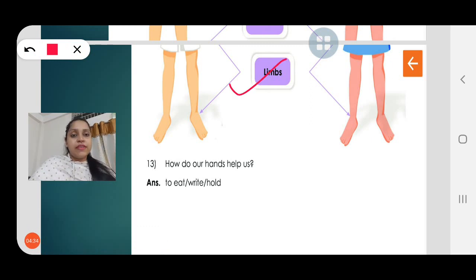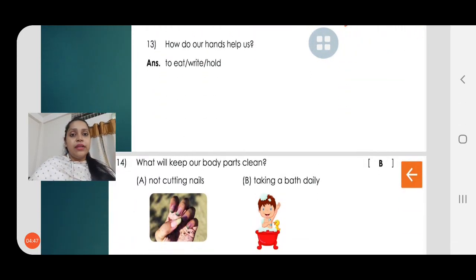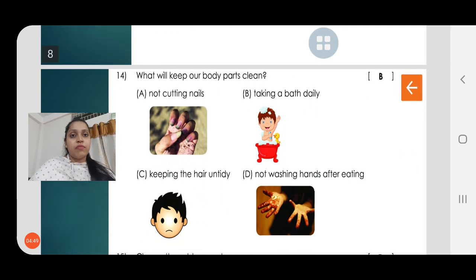And one more question is there, that is question number 13. How do our hands help us to eat, write and hold? Our hands help us to eat, write and to hold things. We come to the next question, children, which is question number 14.